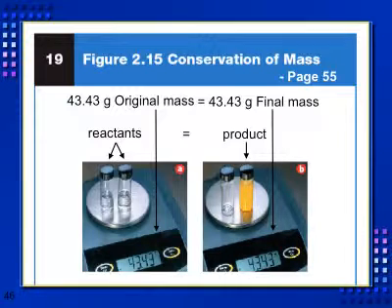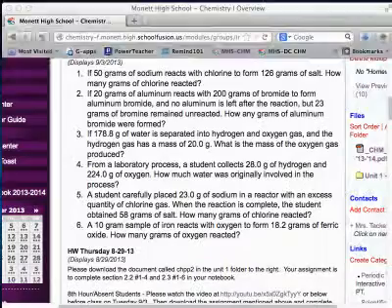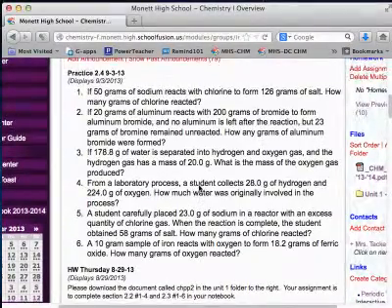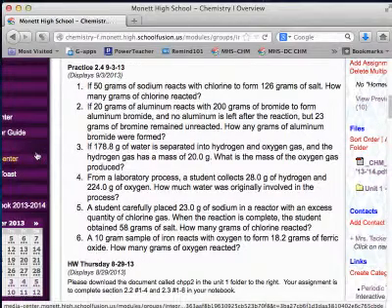So this is the end of chapter 2. So you have a little bit of homework. You have 6 problems. I'm actually going to do the first one with you. So the first, number 1 says, if 50 grams of sodium reacts with chlorine to form 126 grams of salt, how many grams of chlorine react?